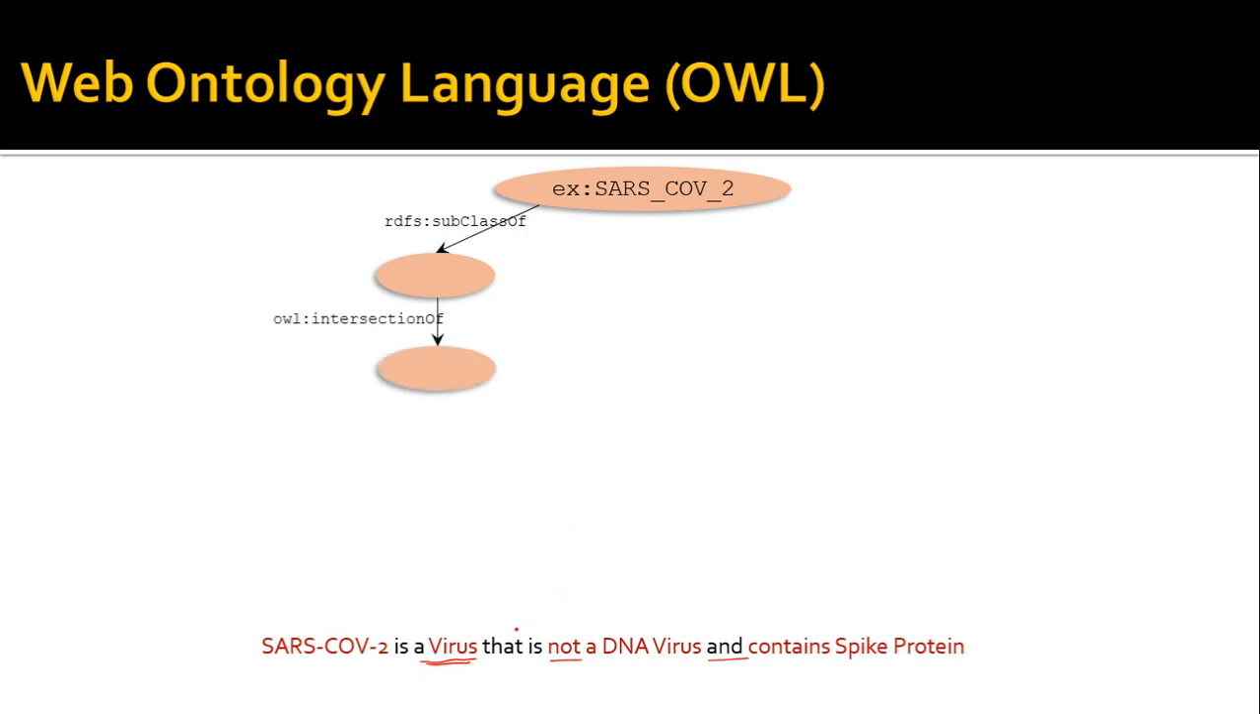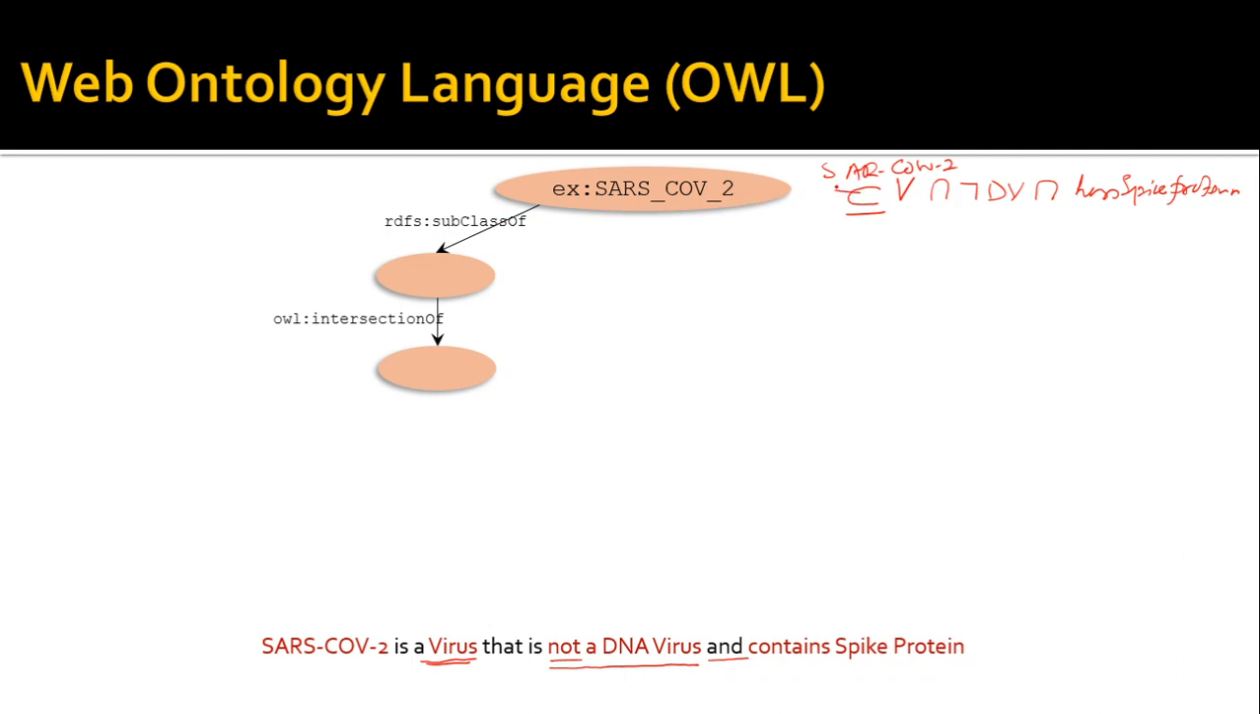But it is a subclass of a virus that has certain other descriptions. It is also not a DNA virus, and it also contains spike protein. So it is an intersection of three things: it is a virus, intersected with something that is not a DNA virus, and intersected with something that has or contains spike protein. So SARS-CoV-2 is a subset of this set. This is what we are trying to express using OWL, right?